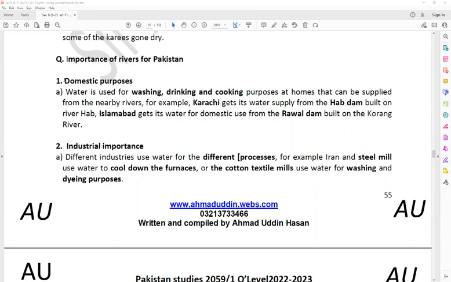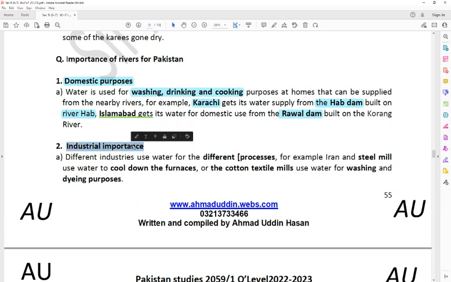Today we are going to discuss the importance of rivers for Pakistan. Firstly, let's discuss domestic use, meaning the water we use in our homes. We use it for washing, drinking and cooking purposes. We get this water from the rivers which flow nearby. If we are living in the city of Karachi, we get water from Hub Dam, built on the Hub River. Similarly, if you are living in Islamabad, we get water from Rawal Dam, built on the Korang River.